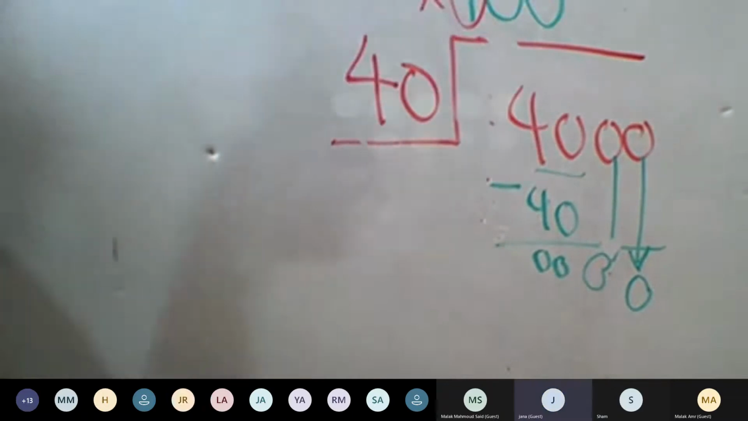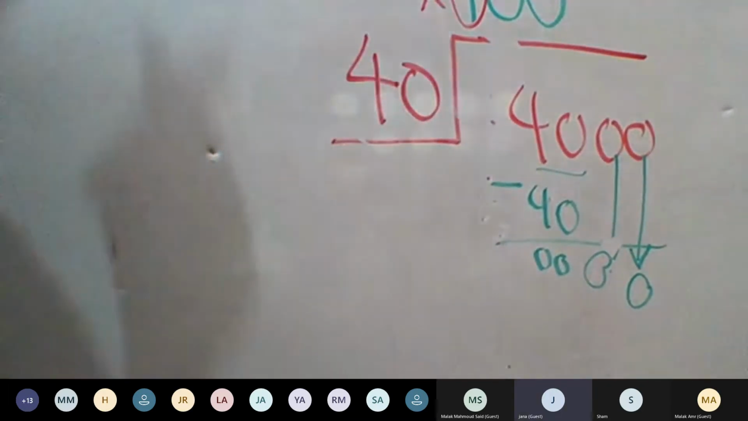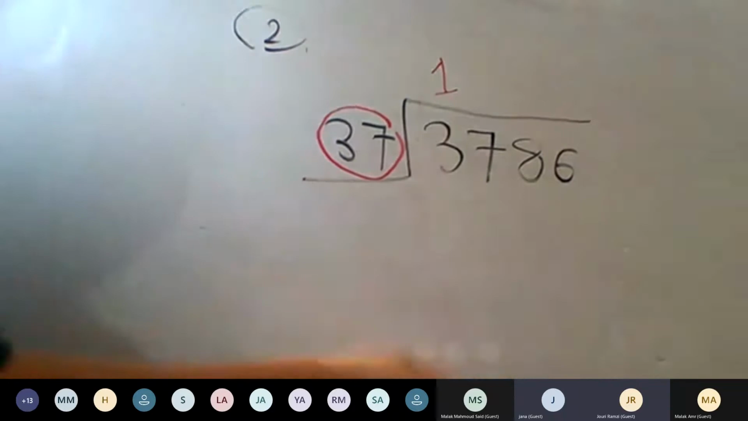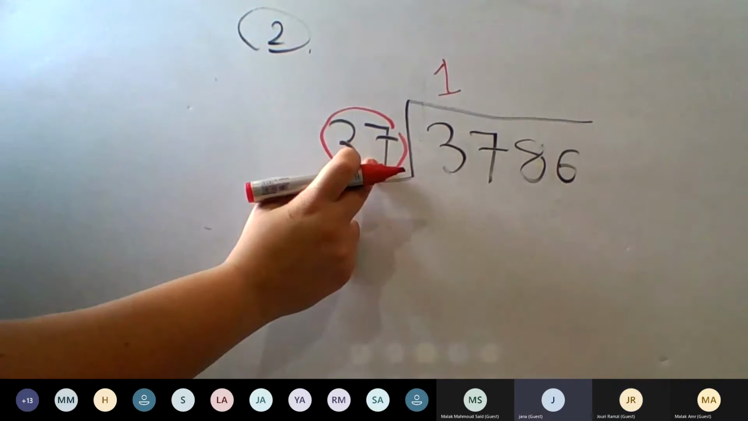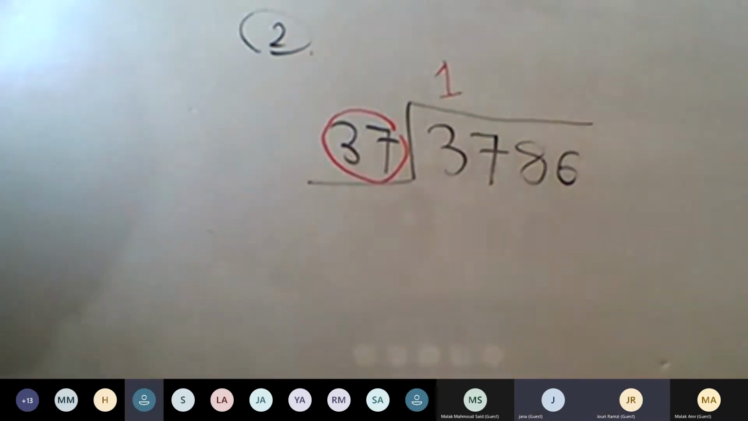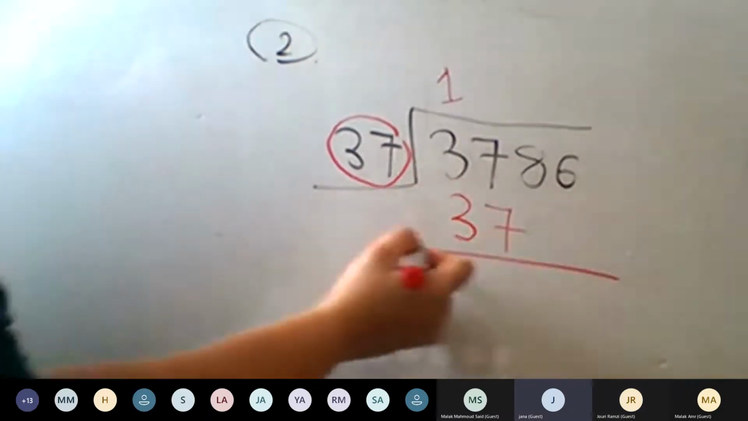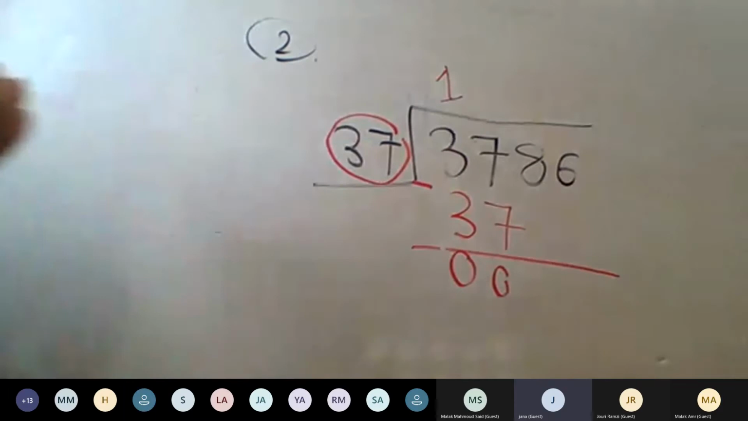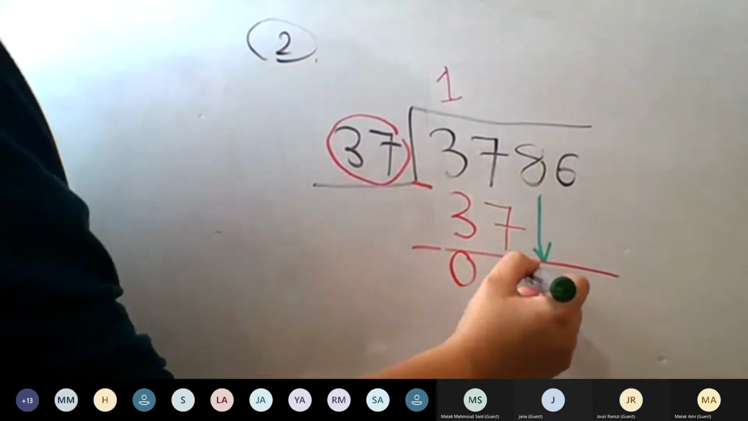Is this the answer? No, just a minute. What is my first digit here? 1. I will put this 1 up. Now 1 times 7 equals 7. 1 times 3 equals 3. Then let's subtract. 7 minus 7 is 0, 3 minus 3 is 0. Then I will add the number 8 down.